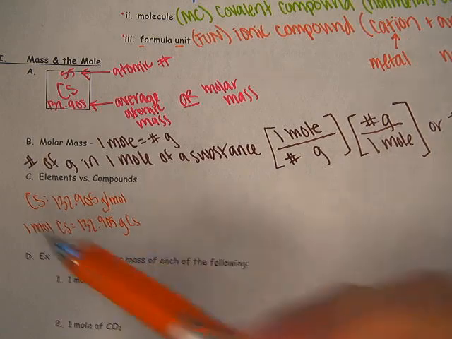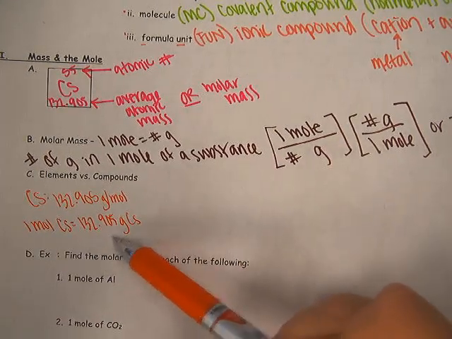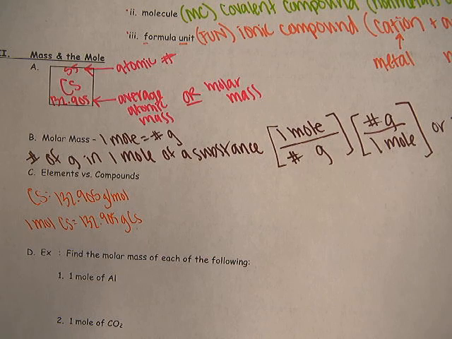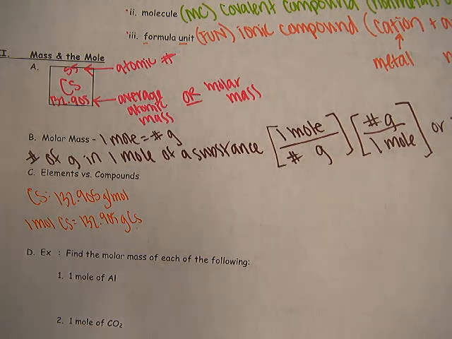And then, of course, I could write it the opposite way as well. I could say 132.905 grams of cesium equals one mole of cesium. Are you with me so far? Okay. We also learned something when we first got our periodic tables last time we talked about them, about diatomic elements. Do you remember those? If you have your periodic table and you have like a 7 sort of thing outlined or colored in or highlighted, do you see what diatomic means?